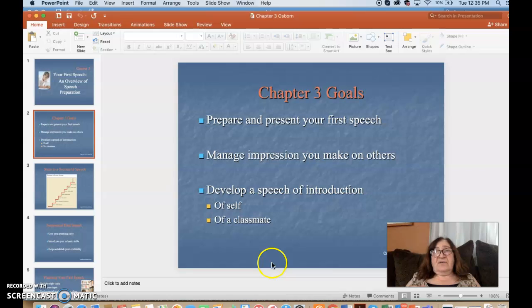So the goals of this chapter are to prepare you to present your first speech, manage the impression that you make on others, and maybe remember how we practiced an introductory speech of yourselves. We're not introducing classmates, but that's also a possibility. That's another exercise we could have done. For this day and age, I think a self-introduction is very common when you put something online, introducing yourself to your potential clients, your community.